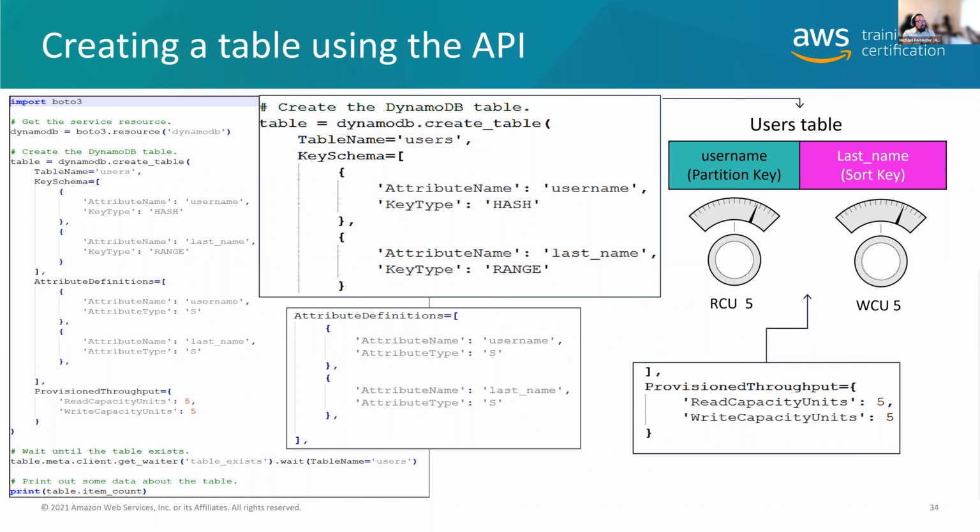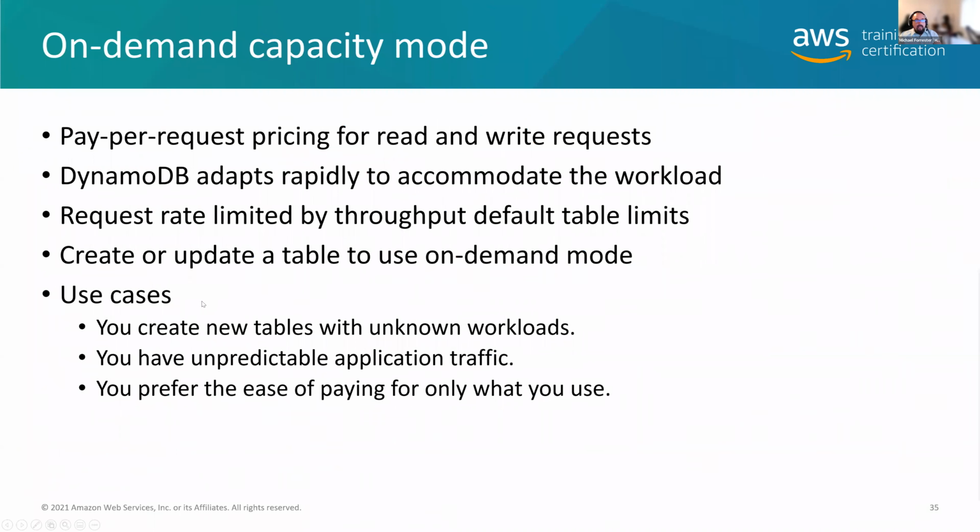Now, you can turn on what I mentioned before. Instead of specifying your read and write capacity, you can do on-demand capacity. It's a flexible billing option which can allow you to serve thousands of requests per second without doing any capacity planning. When you choose on-demand mode, DynamoDB just ramps up the RCUs and WCUs to reach any level of traffic.